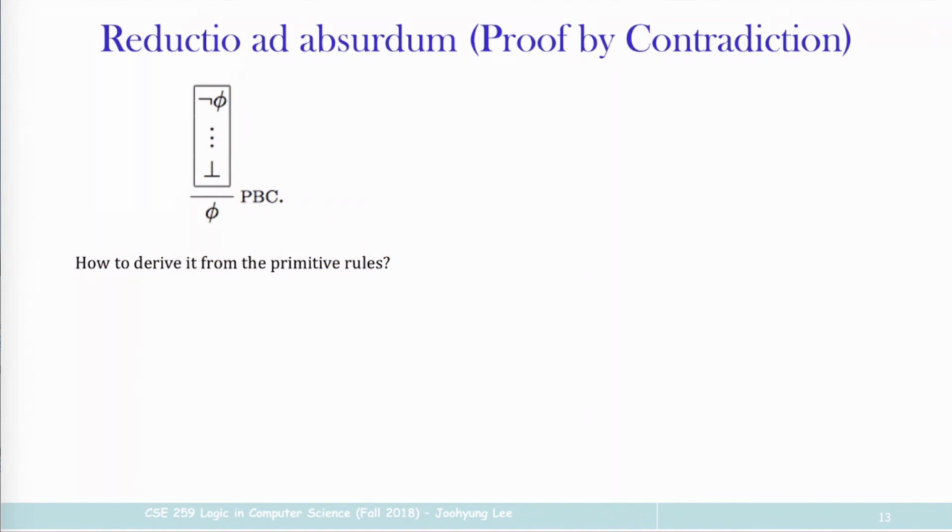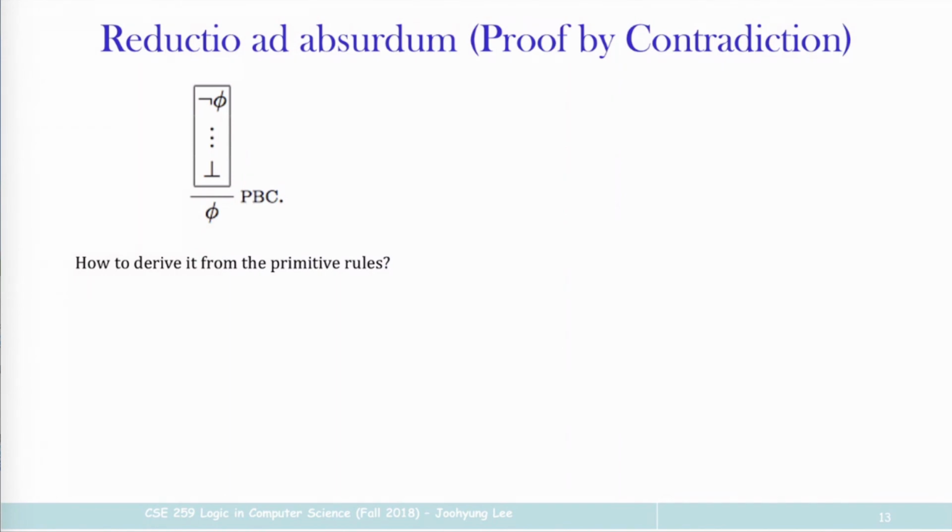The other rule is called proof by contradiction, and it works like this. We have seen a similar rule like this before. The idea is you start with the negation of phi and you somehow prove a contradiction. Then you can derive phi. Okay? Right?